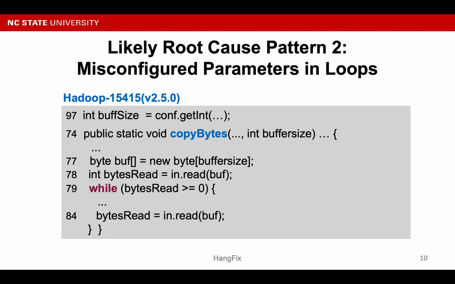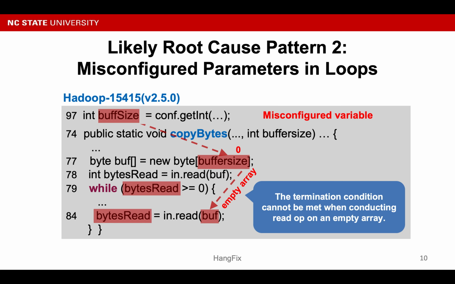This Hadoop bug shows an example of a pattern 2 bug. We identify the hang function as the copy-byte function. Inside this function, there is a while loop, and the loop stride depends on a configurable parameter, the buffer size parameter. If the buffer size parameter is misconfigured to 0, then the read operation is conducted on an empty array. Therefore, the bytes read variable is always set to 0. The infinite loop happens then, because the termination condition cannot be met.